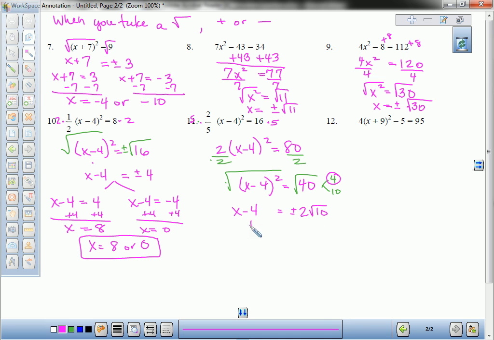Okay, so now when we move this number over, there's really not much we can do. We have to leave our answer like this, 4 plus or minus 2 roots of 10. Because remember, when we have radicals, you can only add things that are alike. And this one has a radical, and this one doesn't. So we can't really add them, we can just put them together.